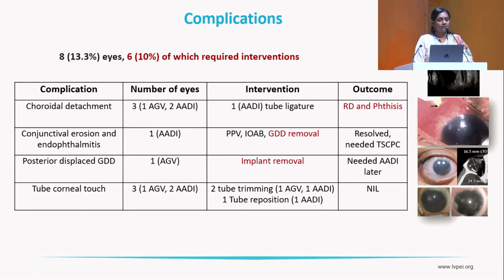Coming to the complications, 8 eyes had complications, of which 6 eyes required interventions. Choroidal detachment was seen in 3 eyes, where in 1 eye tube religation was done. Even after tube religation, hypotony persisted, leading to retinal detachment and phthisis. Conjunctival erosion and endophthalmitis were seen in 1 eye, so the implant was removed and endophthalmitis was treated. After 3 months, TSCPC was done. In one eye there was posterior displacement of the GDD, so implant removal was done, and after 4 months an RD implant was placed again. Tube corneal touch was seen in 3 eyes.